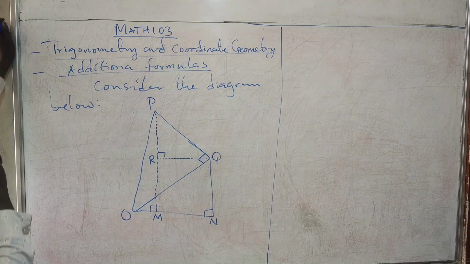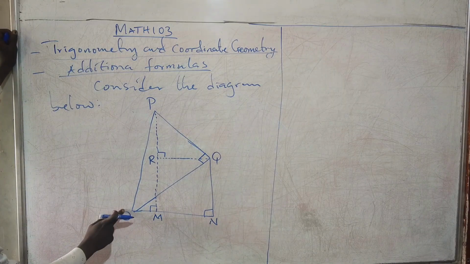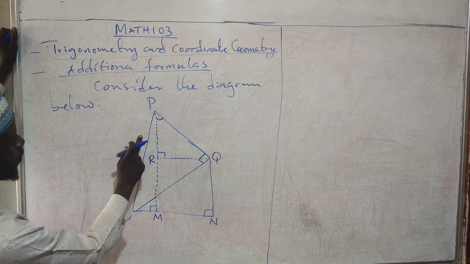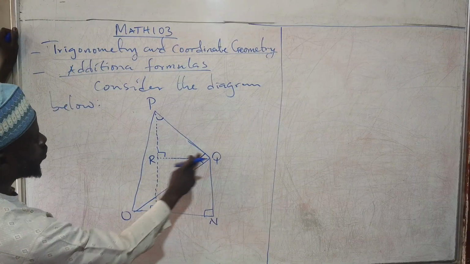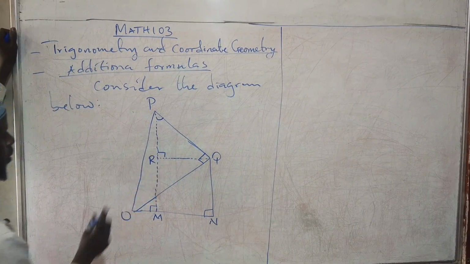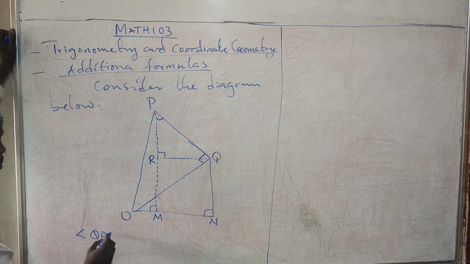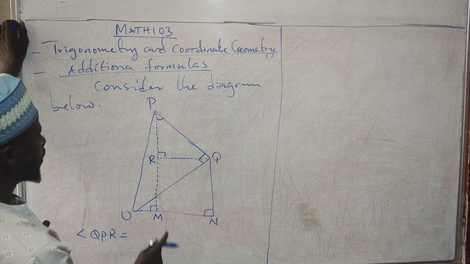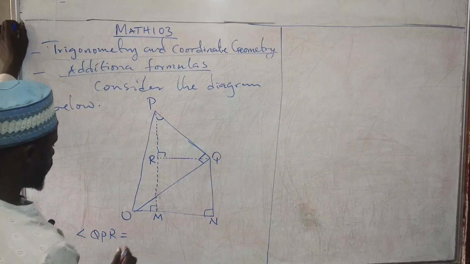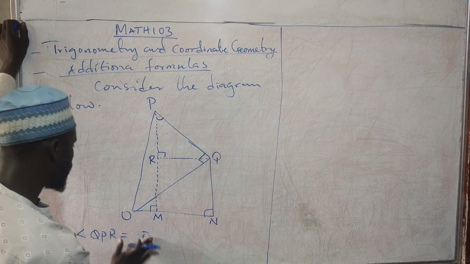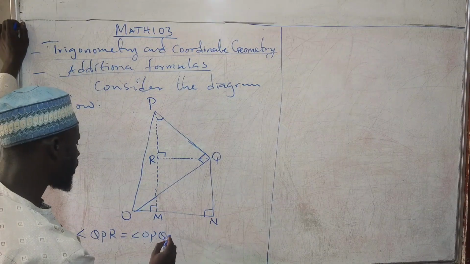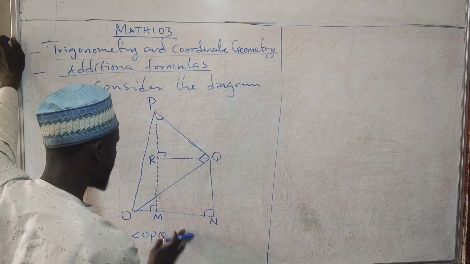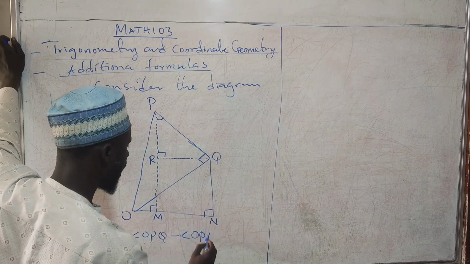It is not difficult to see from this diagram that the angle QPR, I mean the angle at this place, is equal to the whole angle OPQ minus the angle OPR.